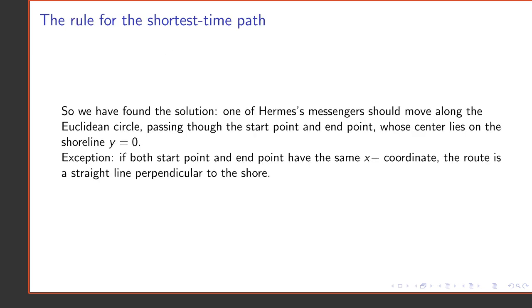A Hermes messenger should move along the Euclidean semicircle that passes through the start point and the end point, and that has its center on the shoreline. There is a unique such circle. The only case where we can't find such a circle is if the start point and end point A and B have the same x-coordinate. In that case, the solution is just a straight line perpendicular to the shore.